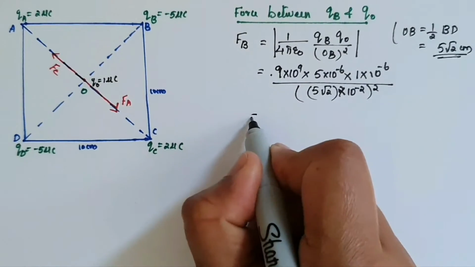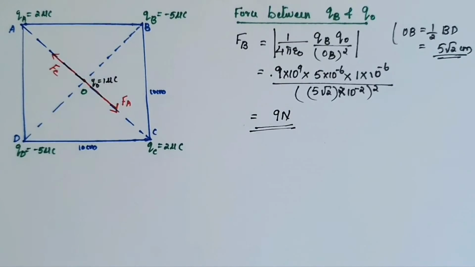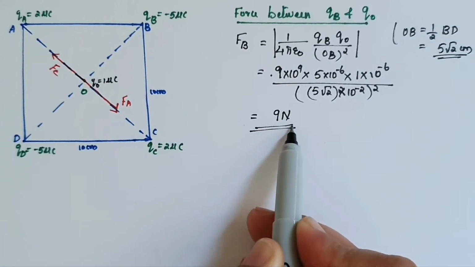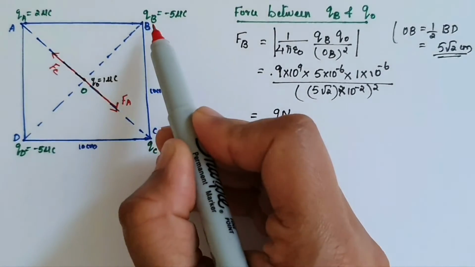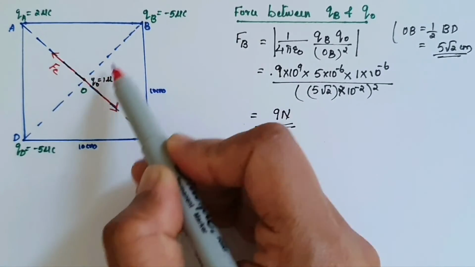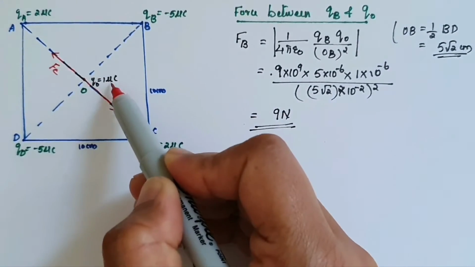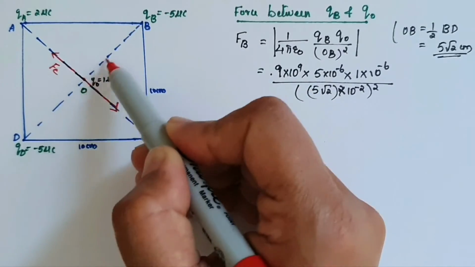This is equal to 9 Newton. Therefore, force between QB and Q0 is 9 Newton. Now, what is the direction of FB? Since QB and Q0 both are opposite charges, one is minus 5 microcoulomb, other one is plus 1 microcoulomb. Therefore, the force between these two is attractive force.